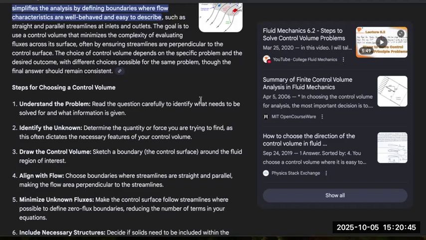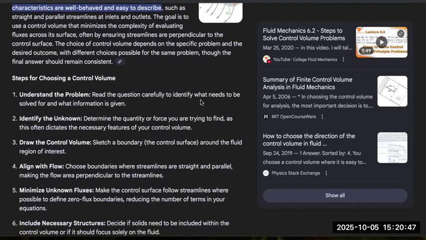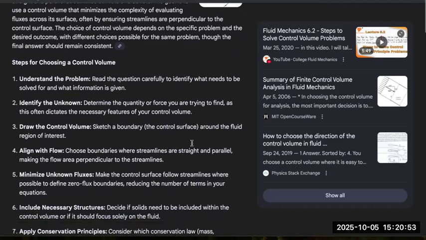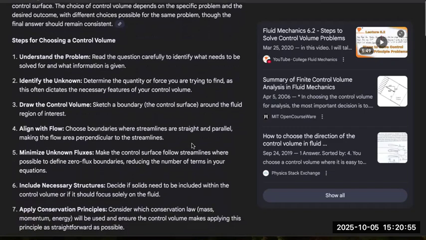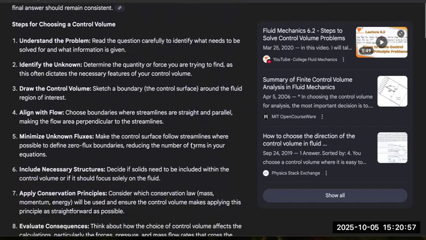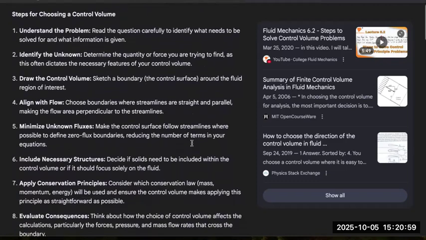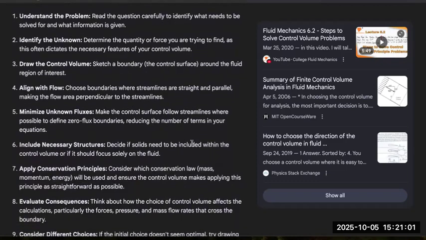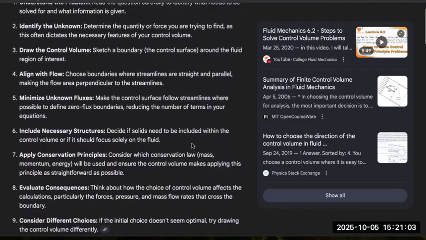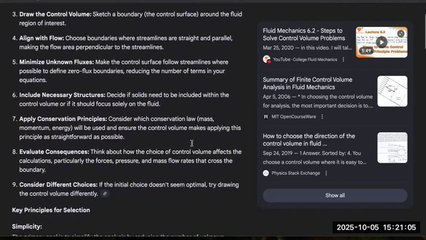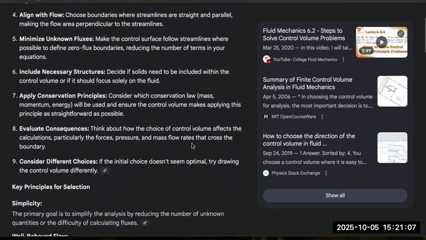The final answer should remain consistent. So, steps for choosing a control volume: understand the problem, identify the unknown, and draw the control volume. Align with flow. Minimize unknown fluxes. Include necessary structures. Apply conservation principles. Evaluate consequences, and consider different choices.